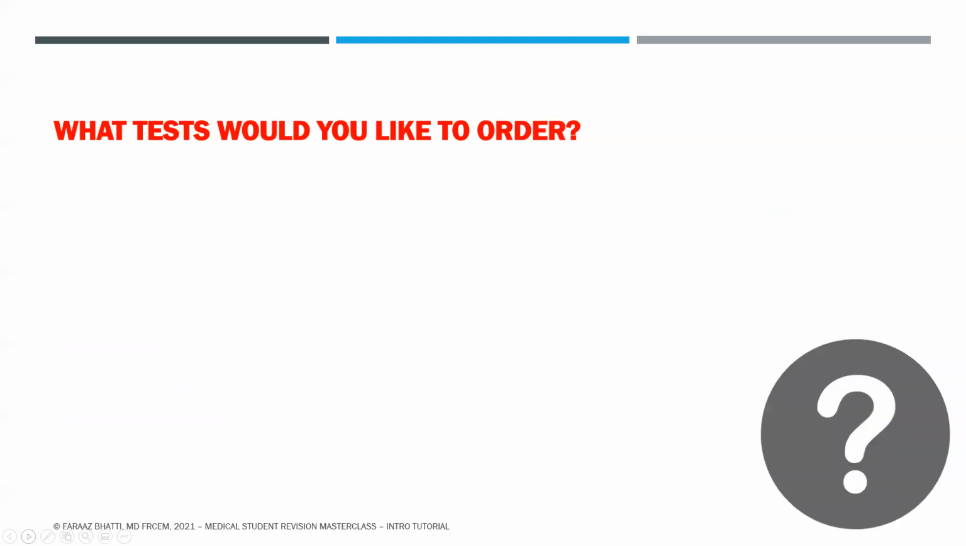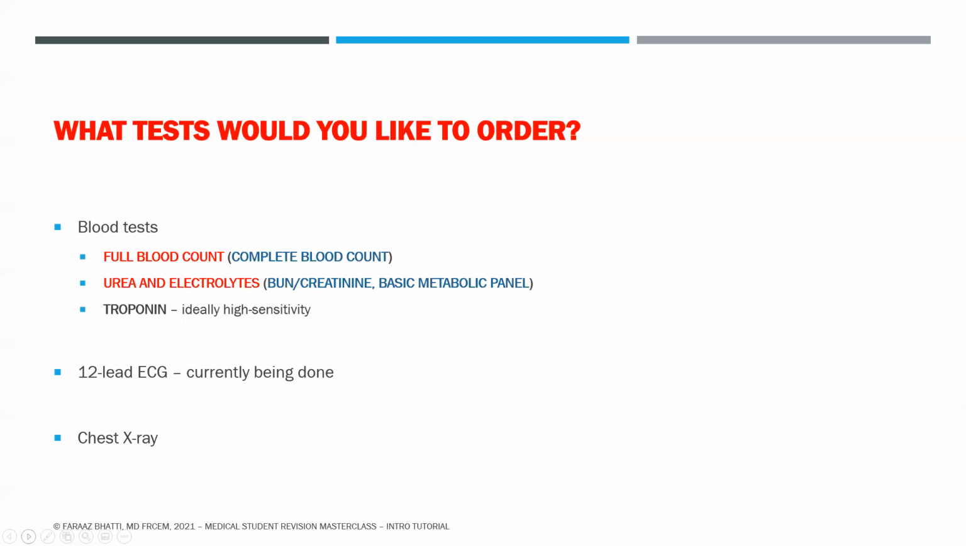So what tests would you like to order? Well, it would be good to order a full blood count or a complete blood count, depending on where you are. Looking at his kidney function and electrolytes, so urea and electrolytes, or BUN, creatinine and basic metabolic panel. How you order these tests depends on where you're working. And a troponin, ideally a high sensitivity troponin. You've already requested the 12-lead ECG, and a chest X-ray has also been requested.